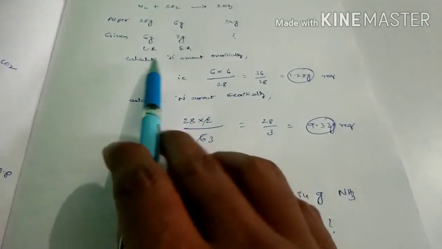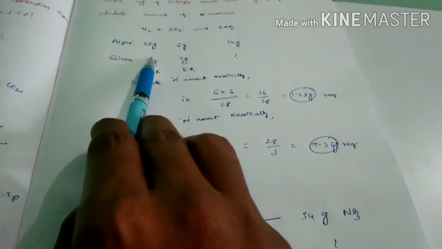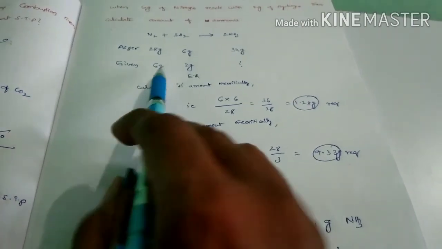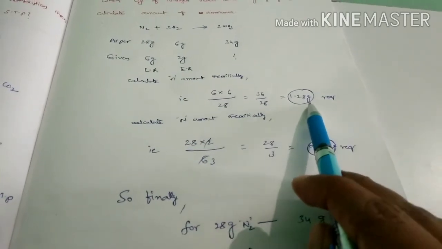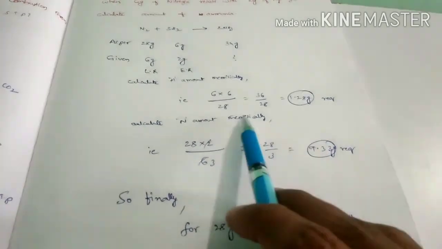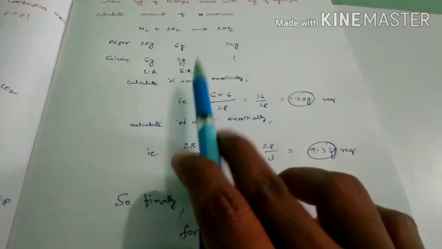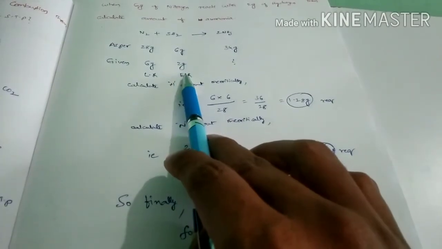That means the 6 grams of nitrogen will be reacted, the total amount will be reacted. But of the 2 grams of hydrogen, how much reacted? Only 1.28 grams reacted. The remaining 0.72 grams will remain. That is why it is considered the excess reagent.